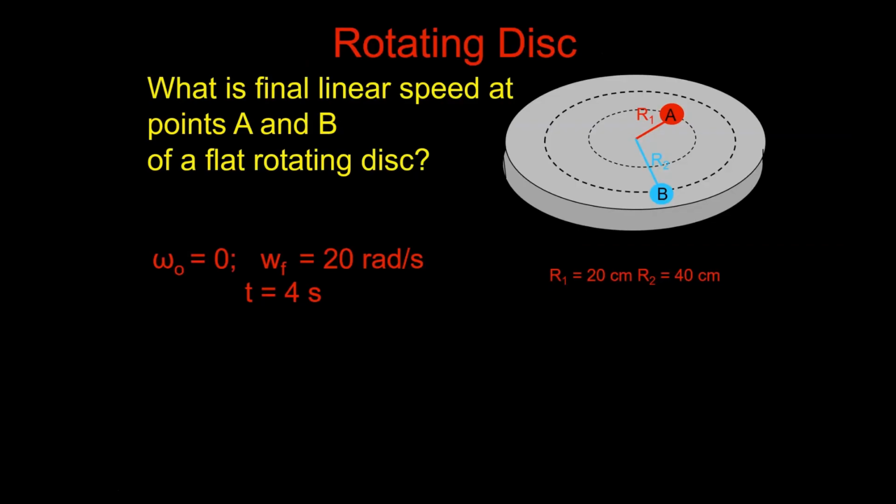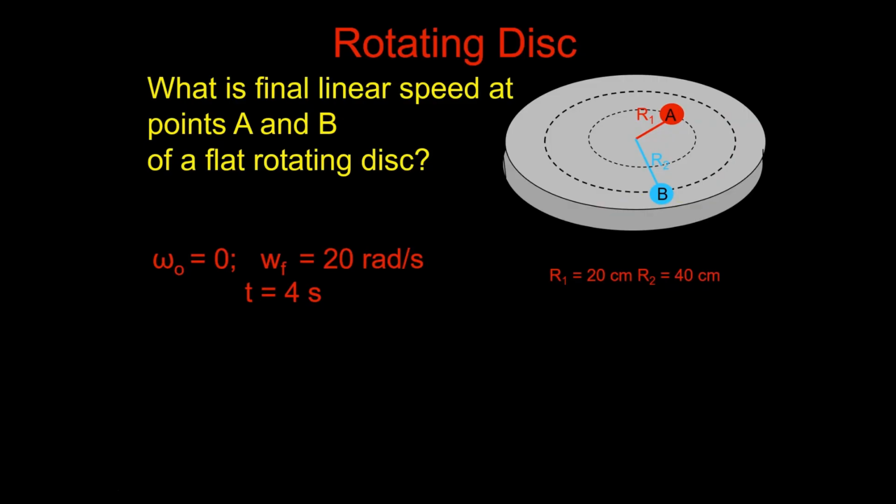So let's take a look at v and omega. The v we're talking about is a linear velocity, a linear speed of any point on this disk. And that linear speed is tangential. It's in this direction coming off of this object. So B here will have a linear speed that's constantly changing direction. So here, what's the final linear speed at points A and B on a flat rotating disk?